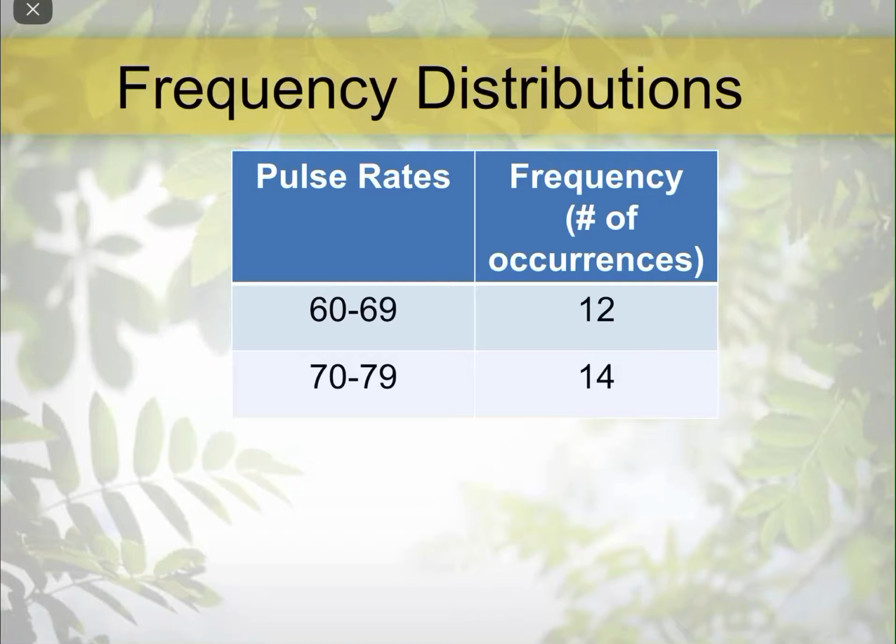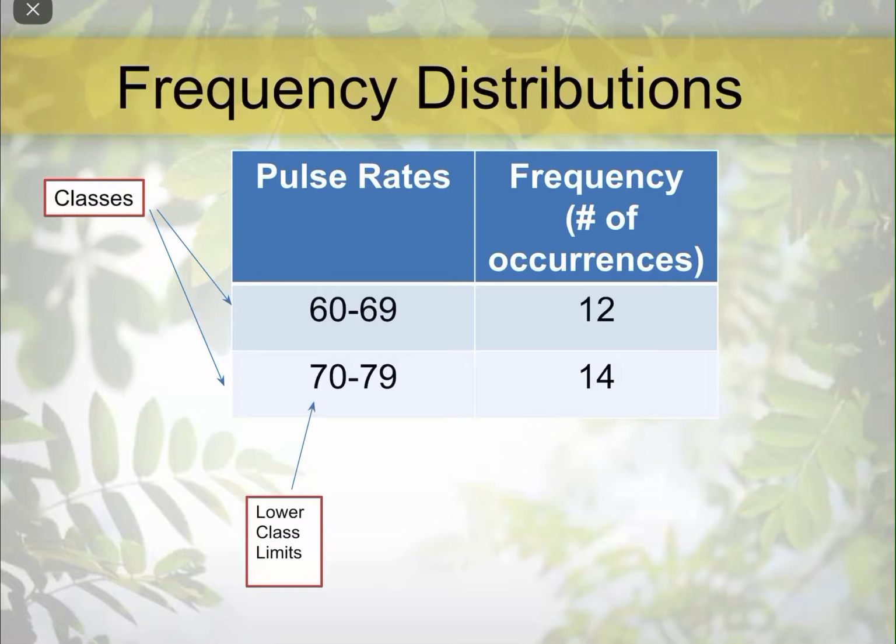Let's zoom in on the first couple of pulse rates. First, vocabulary: classes, 60 to 69, 70 to 79, 80 to 89. We refer to those as the classes. And the lower numbers, the 70, the 60, those are what we call the lower class limits. The 79 and the 69 and so on, those are what we call the upper class limits.